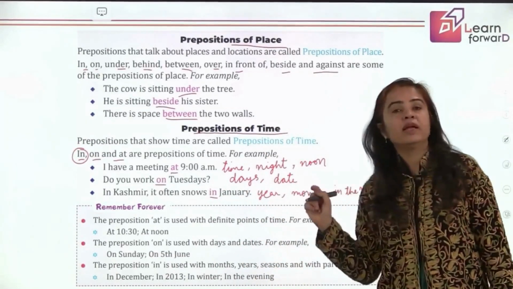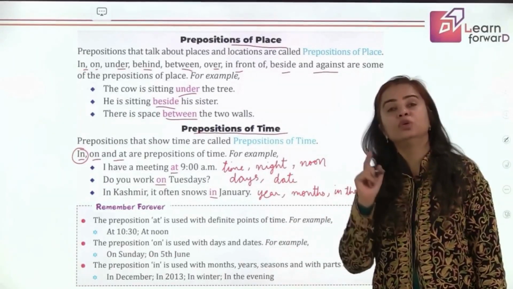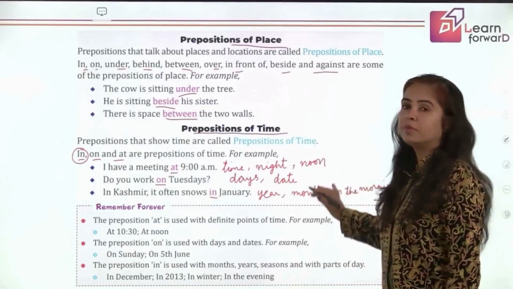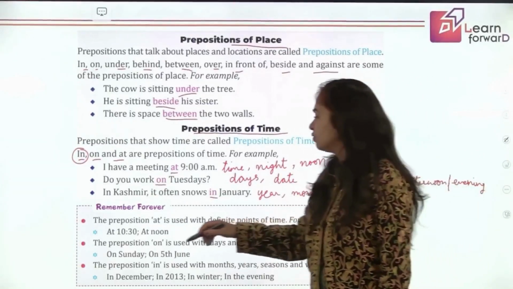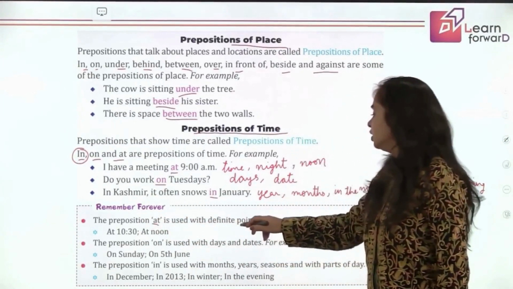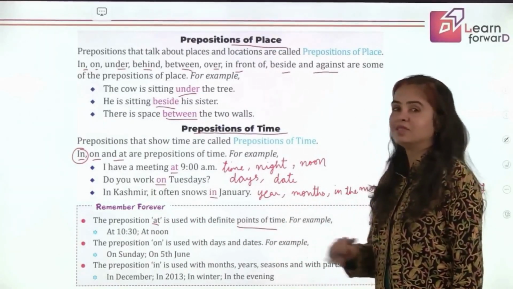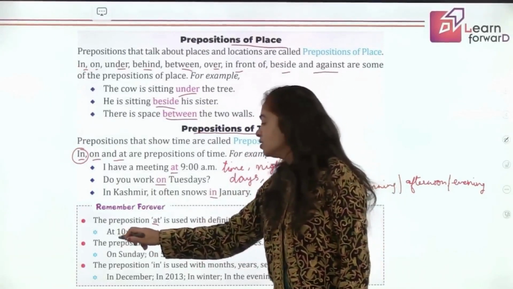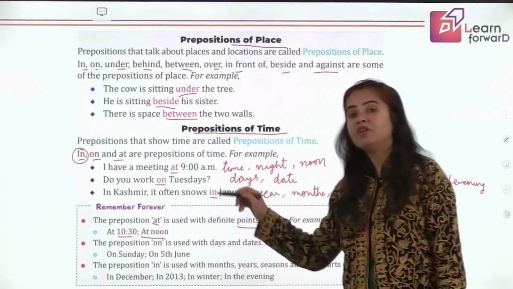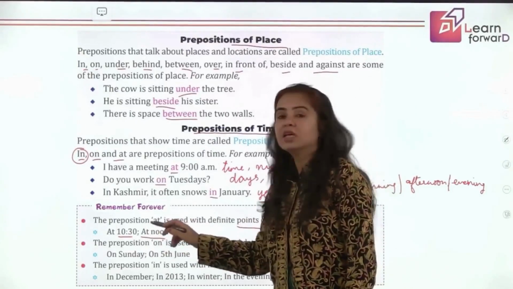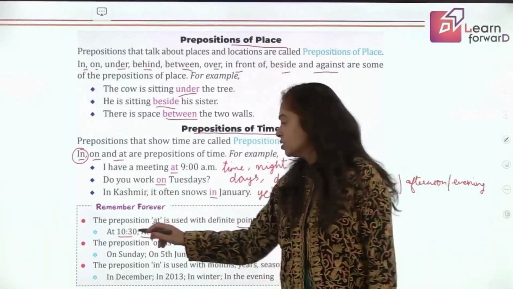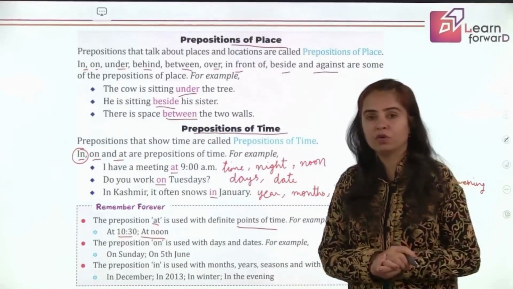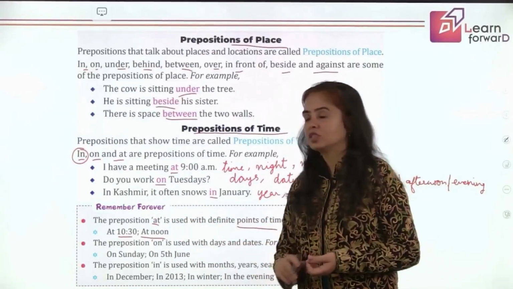My school will get over today at noon. That means at 12 o'clock, right? So you have to remember these things. Let's see what more you have to remember. At is used with definite point of time. See here, at noon, which means 12 sharp. So at 10:30. So here we are specifying. Why are we using at noon here? Because just like 10:30, noon also means exactly 12 o'clock. That is why we are using at here.